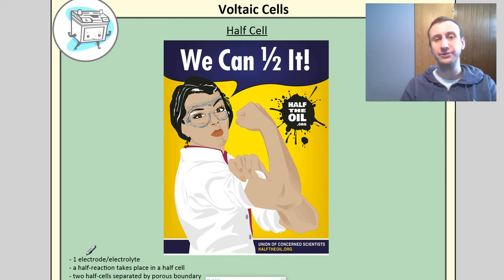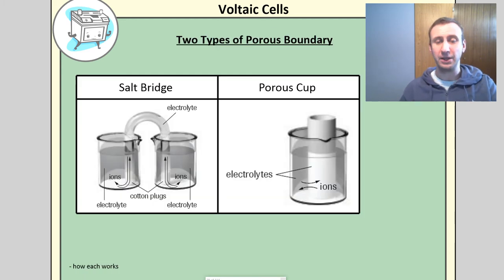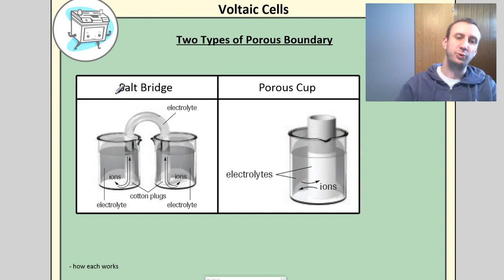And two half cells are separated by a porous boundary and an external circuit. You're going to learn about the porous boundary here in just a bit, but what it does is it allows for ions to move through without there being complete mixing of the chemicals in the two half cells. So there's two types of porous boundaries you need to be familiar with. The first one is called a salt bridge.